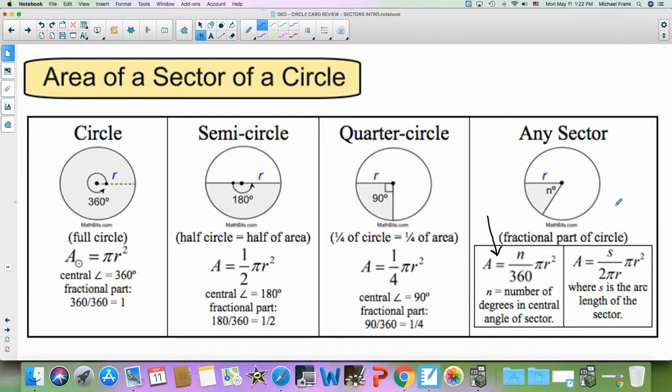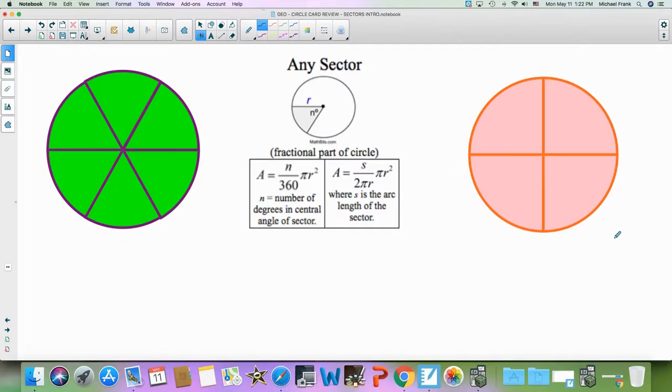This week we're also going to talk about this alternative method, which doesn't use the central angle out of 360, but instead uses s, which is the length of the arc, over 2 pi r, which is the whole circumference. So the part of the arc over the whole arc, which is the circumference, can also tell you what fraction of the whole circle you're looking for. And then you can multiply that by the whole area, which is pi r squared. So let's take a look at that in a little bit more detail.